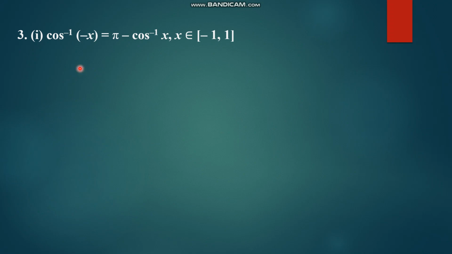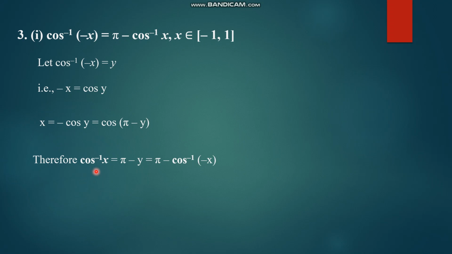Now in the third set of results, we have cos inverse of minus x equal to pi minus cos inverse x. Here we will take cos inverse of minus x as equal to y. So minus x will be cos y, or x will be minus cos y. But we know that when we have cos and take minus inside, it won't be just minus y. This will be cos of pi minus y. So in the case of cos, secant and cot, we will have this. Therefore, we can write x is equal to cos of pi minus y.